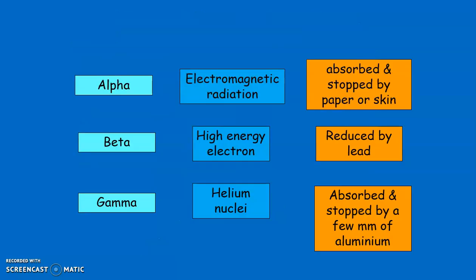So here's a task. I'd like you to just match up these boxes, one box from each column. So you'll have 3 boxes in a row. They are jumbled up. You should have got something on this. Alpha is the same as a helium nucleus, and it's absorbed or stopped by paper or skin. Beta is a high energy electron. It's absorbed and stopped by a few millimeters of aluminium. Gamma is an electromagnetic radiation, it's an electromagnetic wave, and is reduced by lead.